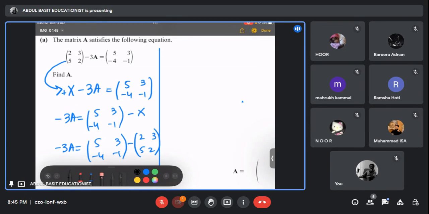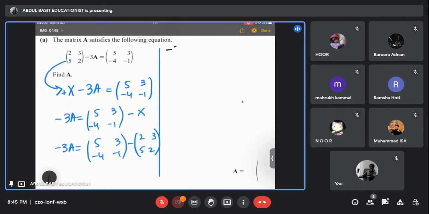Just subtract the right hand side like this. Minus 3A is equal to 5 minus 2, 3 minus 3, minus 4 minus 5, minus 1 minus 2. So minus 3A equals 5 minus 2 is 3. 3 minus 3 is 0. That would be minus 9 and that would be minus 3.